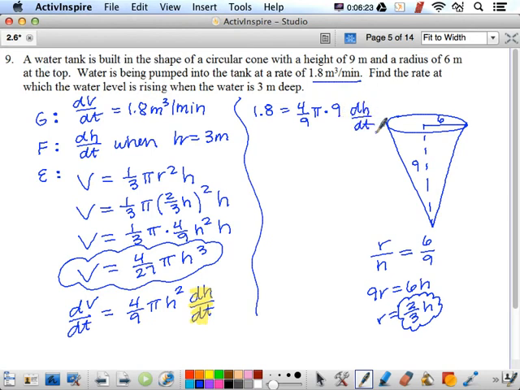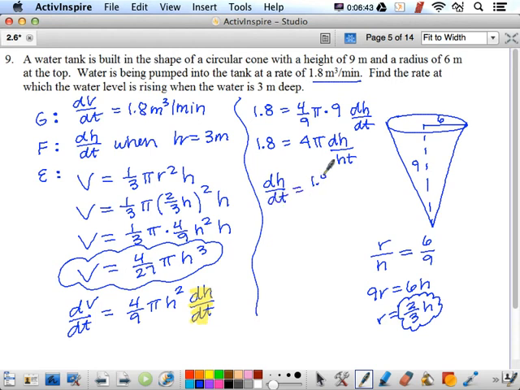So it looks like we have 1.8 equals 4 pi times dh/dt. Okay. So 1.8 divided by 4 pi seems to be my answer. Do you want the decimal or the fraction? Hang on, we're going to do both.